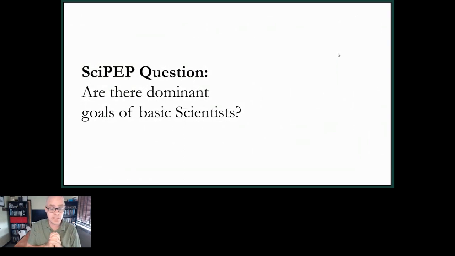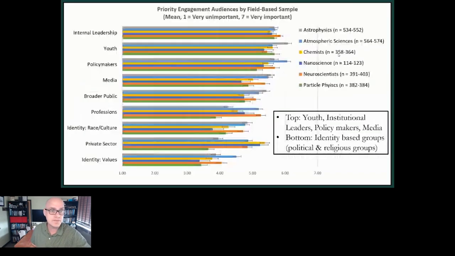And the way I'm going to do this is I'm mostly going to focus on some questions that SciPEP asked us to answer. The first one is this: basic scientists have goals that are different than other folks? I'm going to answer this in two ways, because remember I said what I really care about is audience-specific behavioral goals. For any given behavior, you could have a range of audiences. So we actually asked this question in two parts: who are your priority audiences and what are your priority goals? This first one's just for your audiences.